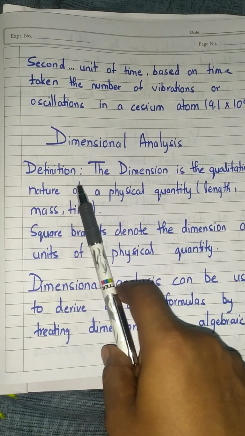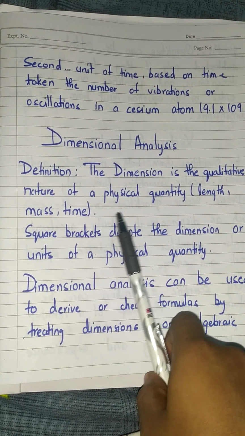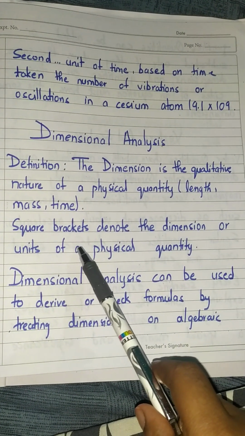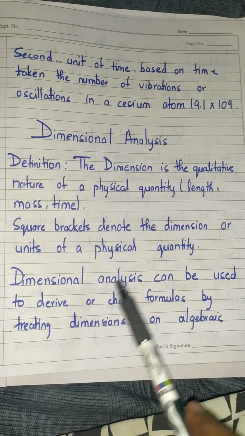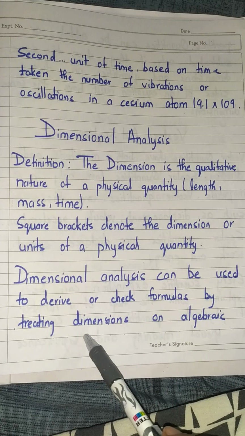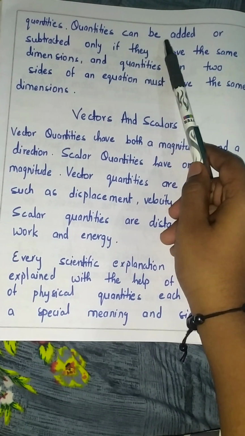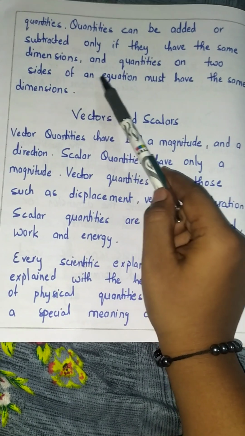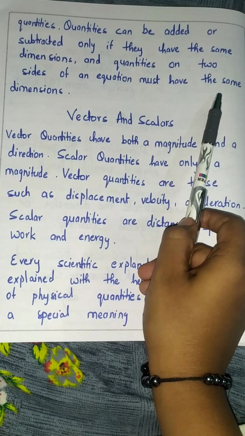Dimensional analysis definition: the dimension is the qualitative nature of a physical quantity, length, mass, time. Square brackets denote the dimension of units of a physical quantity. Dimensional analysis can be used to derive or check formulas by treating dimensions as algebraic quantities. Quantities can be added or subtracted only if they have the same dimensions, and quantities on two sides of an equation must have the same dimensions.